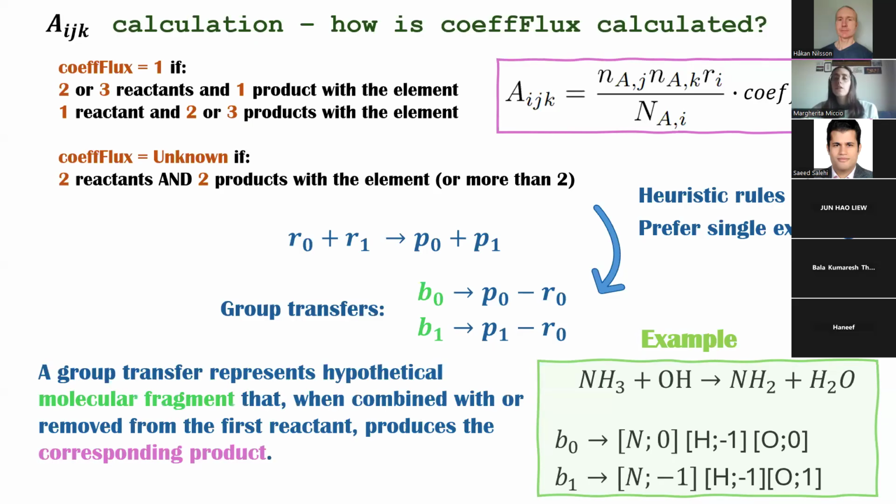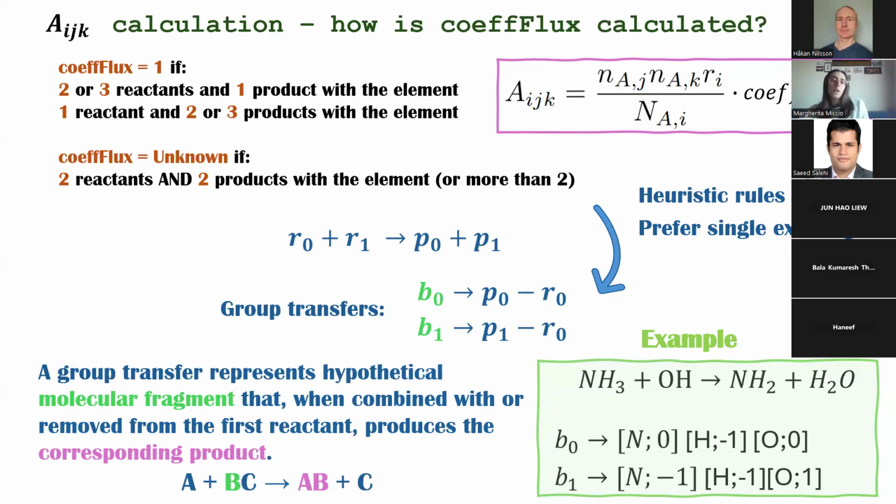But what do this B0 and B1 actually mean? They are group transfers, and a group transfer represents a hypothetical molecular fragment that, when combined with or removed from the first reactant, produces the corresponding product. So the molecular fragment B0 or B1 will be the one that, the capital B that we see in the last reaction.